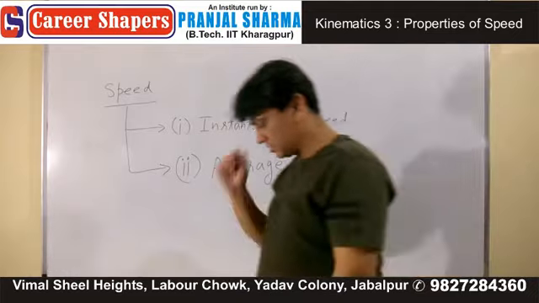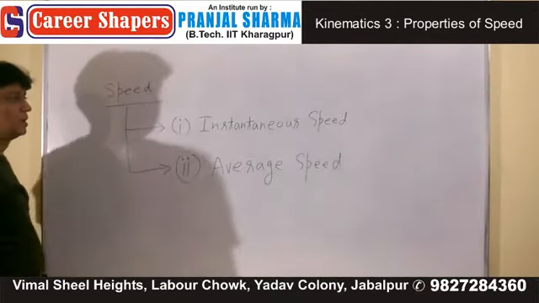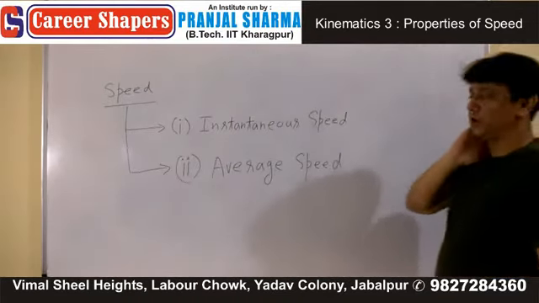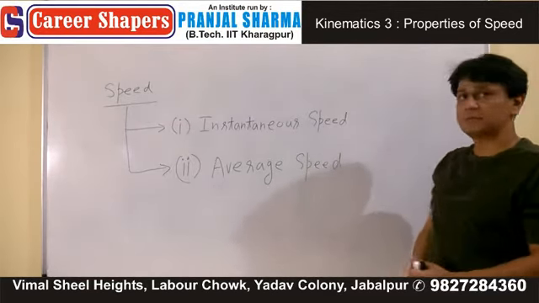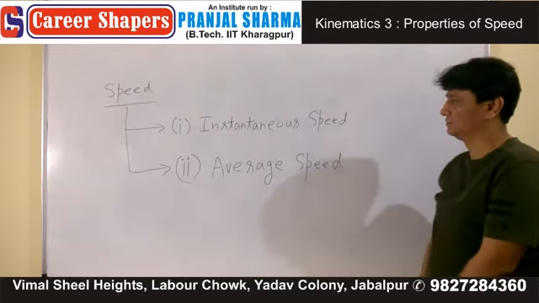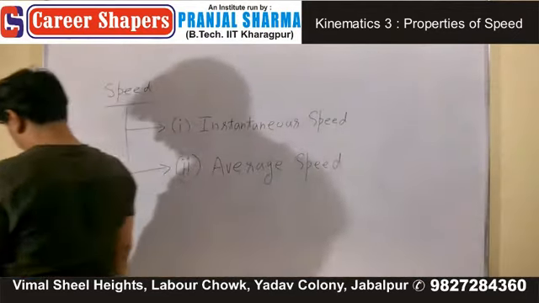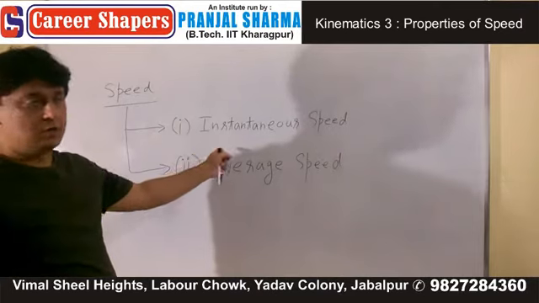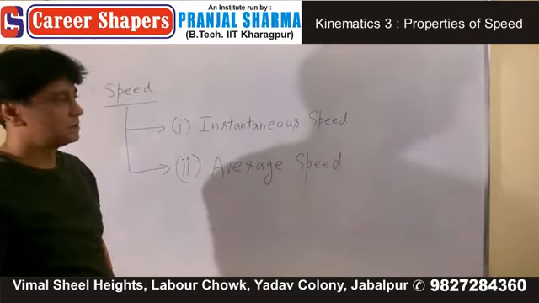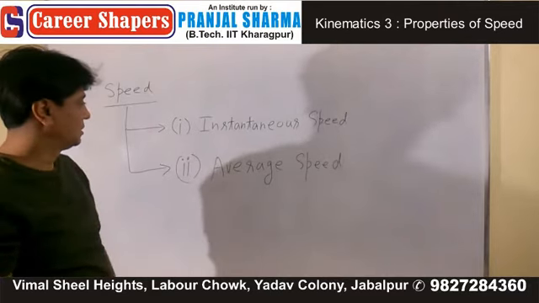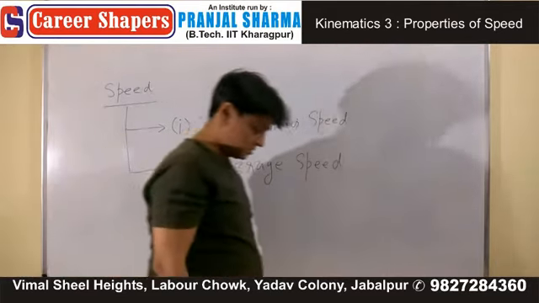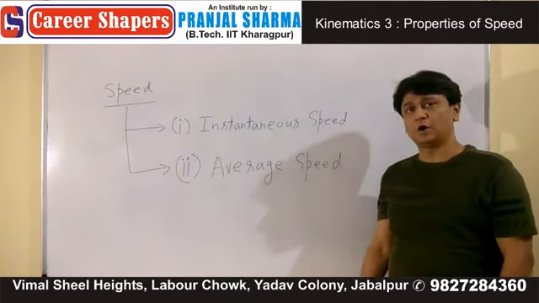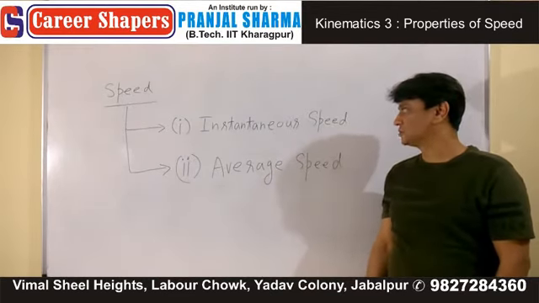Write down the instantaneous speed. Speed of an object at a given instant is called instantaneous speed.